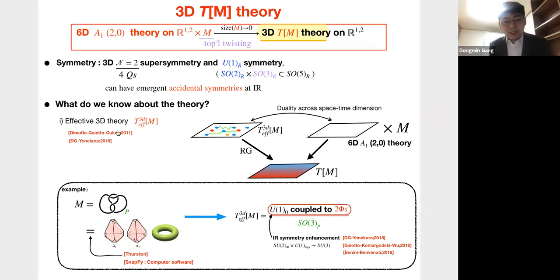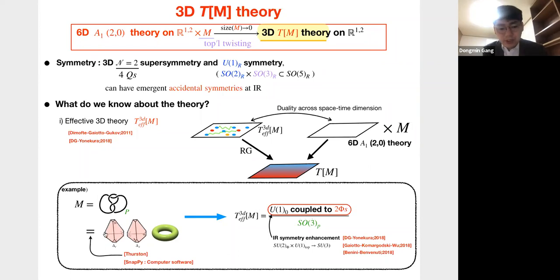So what we know is that, given a three manifold, it is known that three manifolds can be decomposed into basic building blocks called the ideal tetrahedron and solid torus. This kind of decomposition was studied by the mathematician Thurston. This decomposition is very useful to compute a lot of topological invariants of three manifolds. In our case, if we know this kind of decomposition into basic building blocks, there are well-known procedures that give us a field theoretic construction of the corresponding 3D theory.